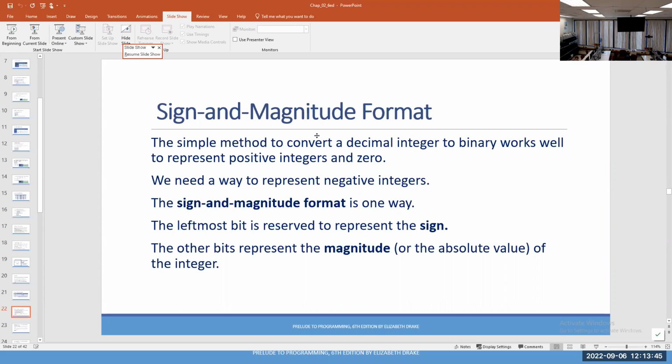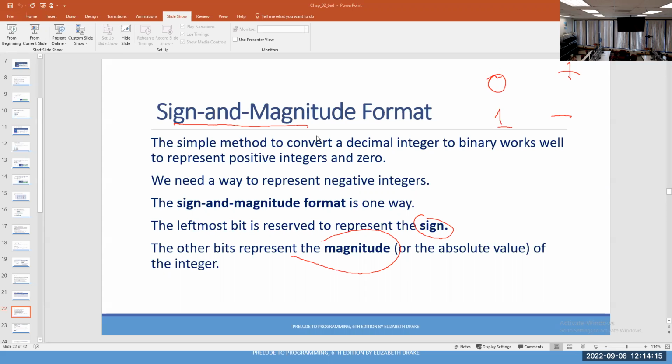The leftmost bit is reserved to represent the sign. In a sign and magnitude number, the leftmost bit is always reserved to represent the sign. If the leftmost bit is 0, it is a positive number. If the leftmost bit is 1, it is a negative number. That's all. The other bits represent the magnitude, which means how big the number is.